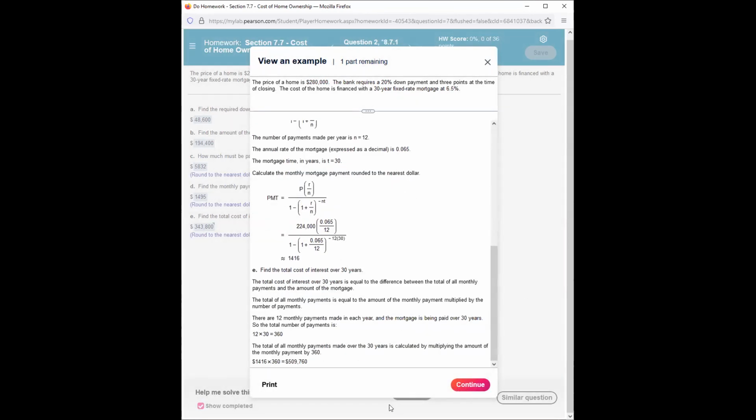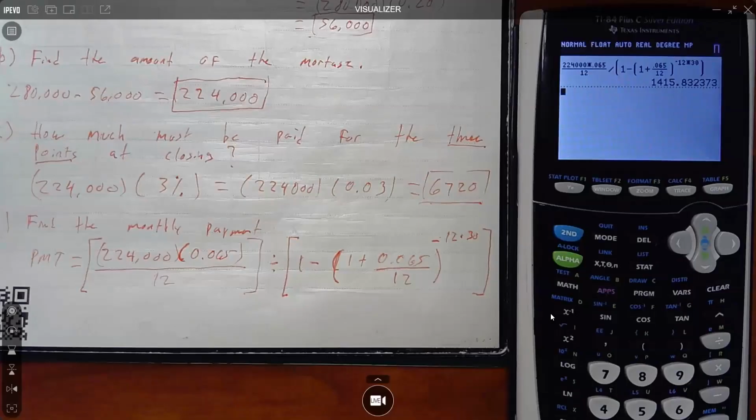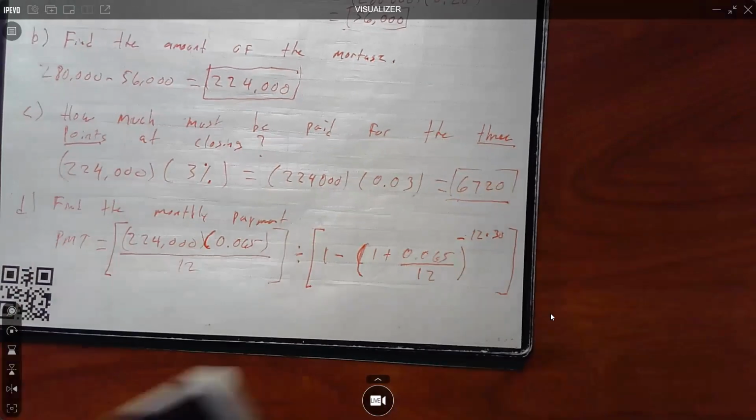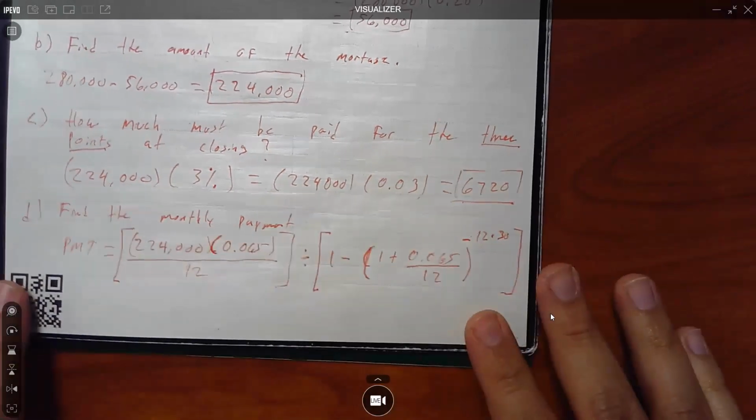Now, part E says, how much do you pay in interest? Because after you put that down payment and all that, you borrowed $224,000. So how much did you actually pay at the end of 30 years, right? Let's do that on the next page. You guys cool on these first few parts?